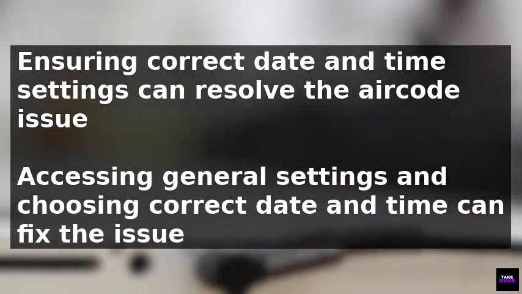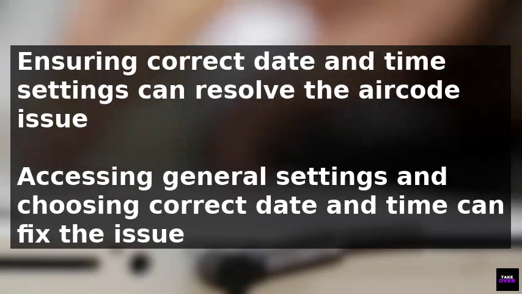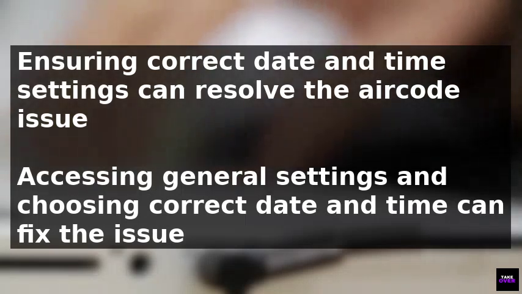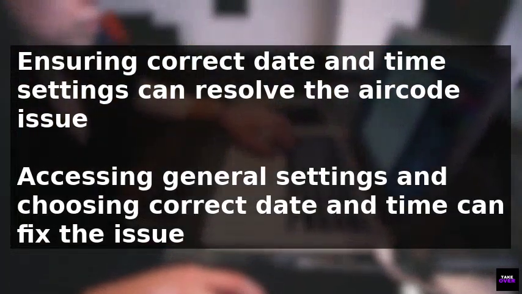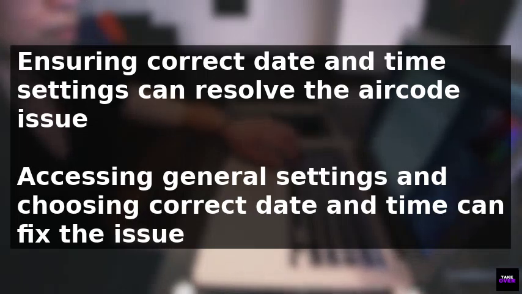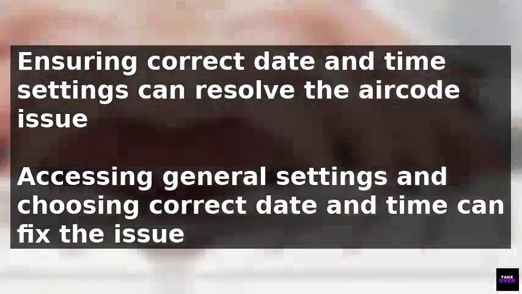Additionally, ensure the date and time are set correctly by accessing the settings, selecting General Settings, and choosing the correct date and time. By following these steps, the 106 error code issue should be resolved, restoring the TV's network connection.